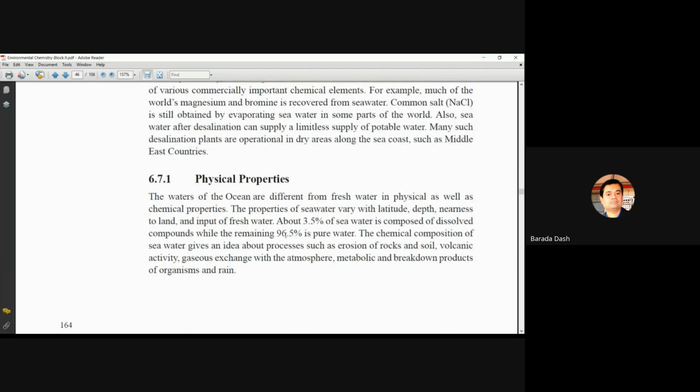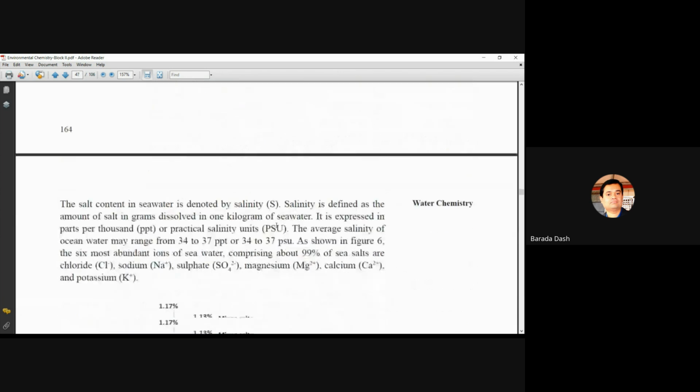Physical properties: the waters of the ocean are different from fresh water in physical as well as chemical properties. The properties of seawater vary with latitude, depth, nearness to land, and input of fresh water. So basically, the physical properties of water vary.